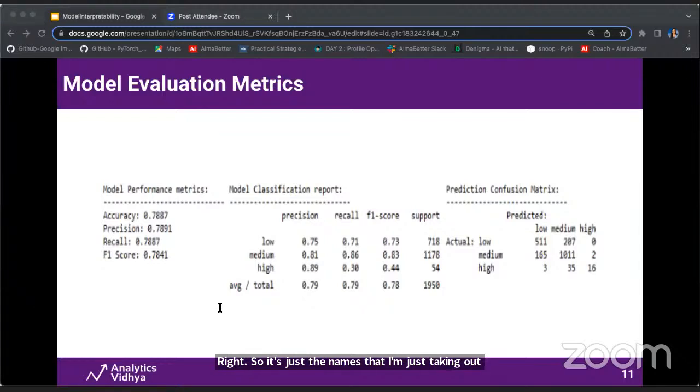Then in case of unsupervised learning, so obviously there are 2 categories of ML models, supervised and unsupervised. In unsupervised learning, we have the clustering models. So for unsupervised learning problems, we have the matrix like silhouette coefficient, homogeneity. These will help you gauge the performance of your model.